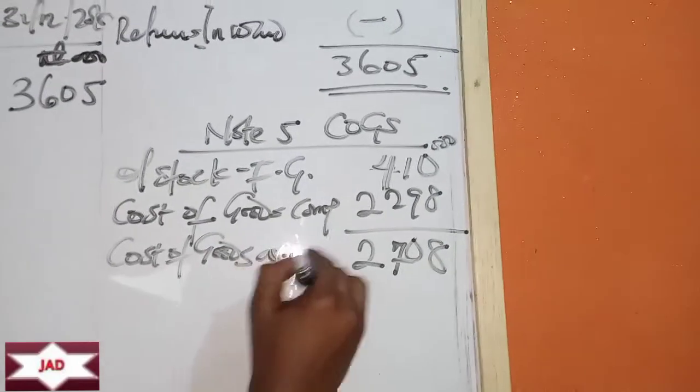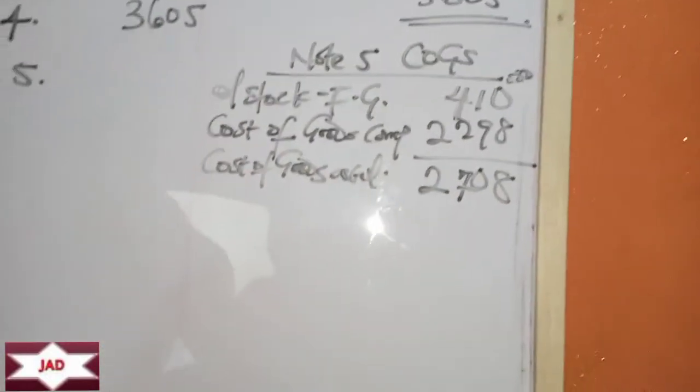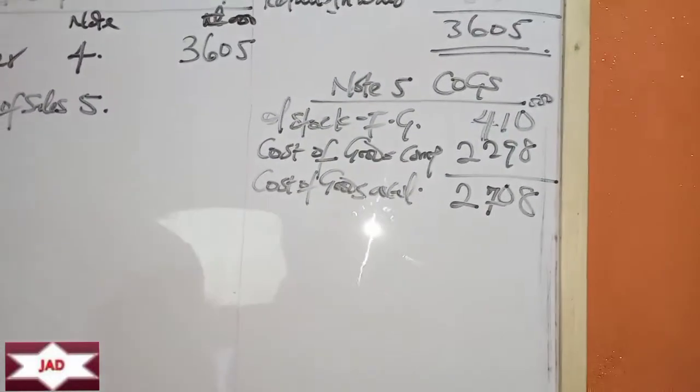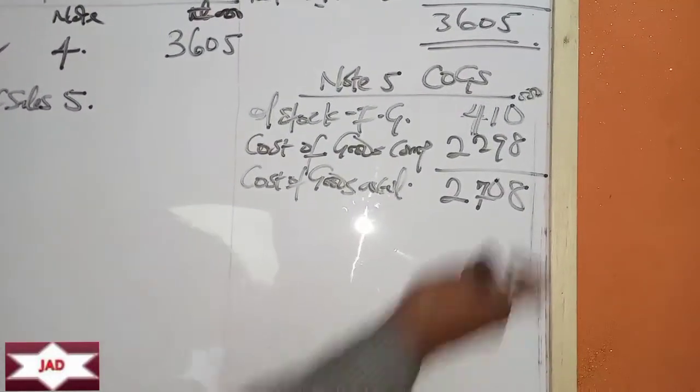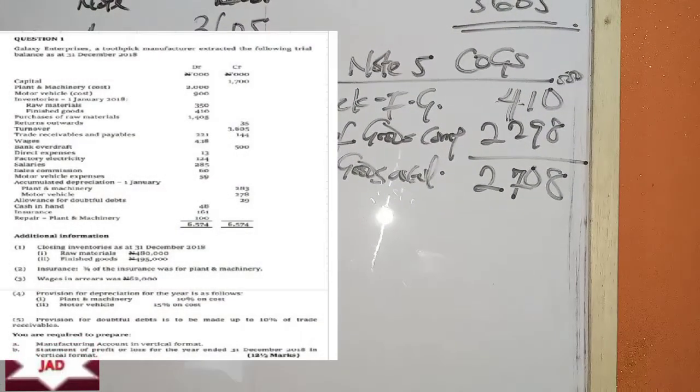Goods available for sale. Now this is what you have for sale. It's either you sell everything or you sell some and leave some. So if at the end of the year you still have some left, which we call closing stock of finished goods, then you have to take it out to get what you have actually sold. So is there any closing stock of finished goods?